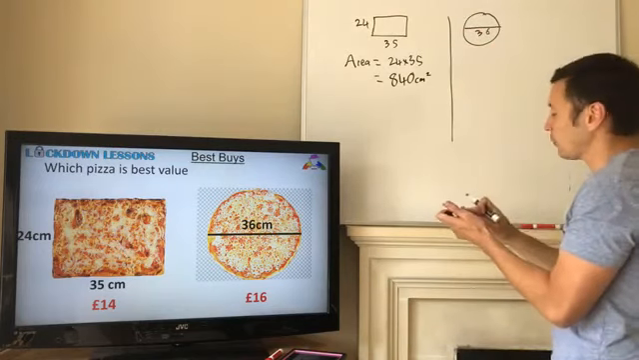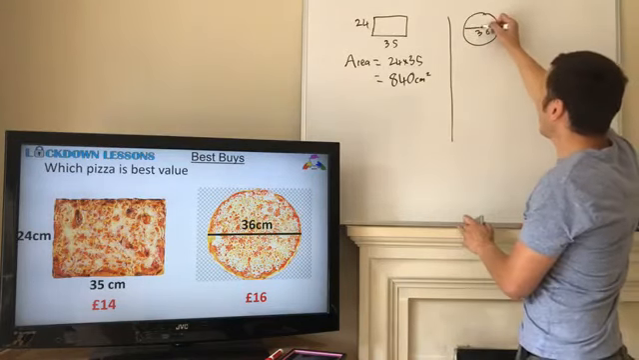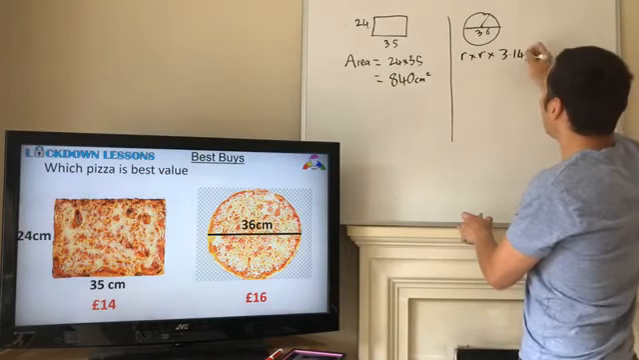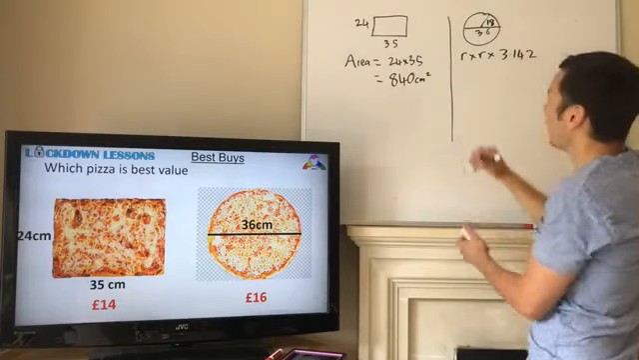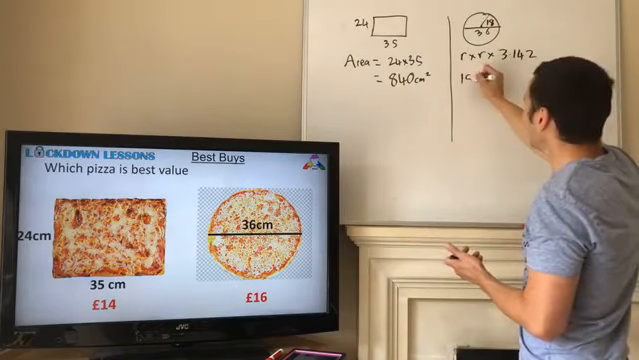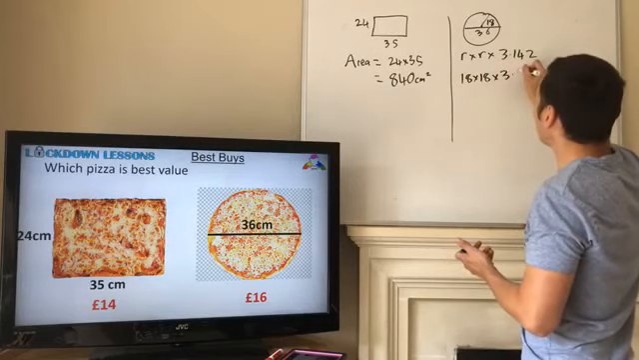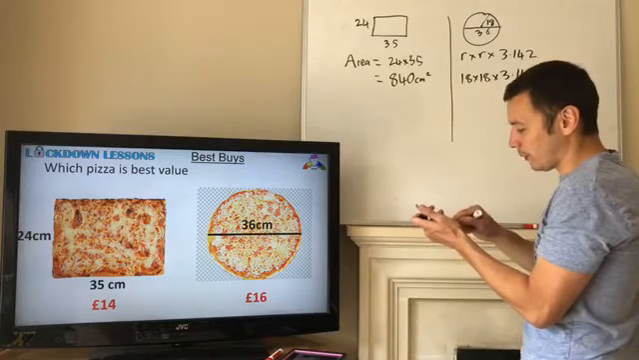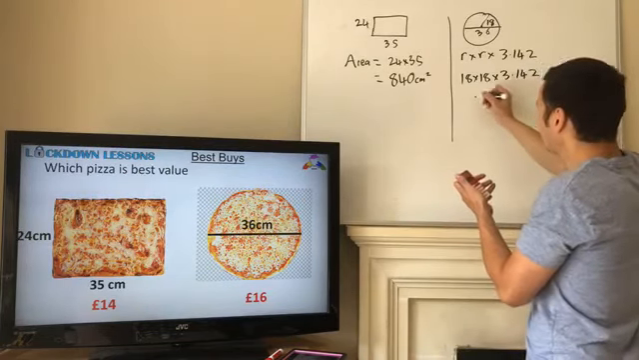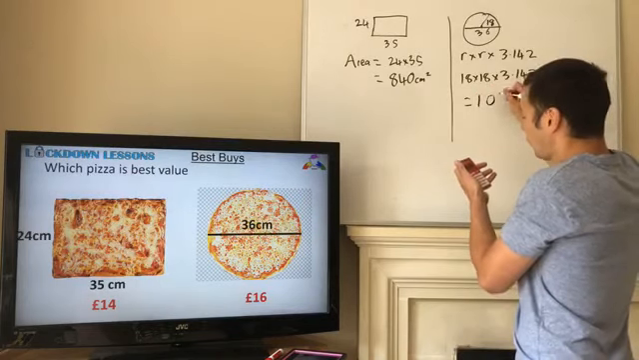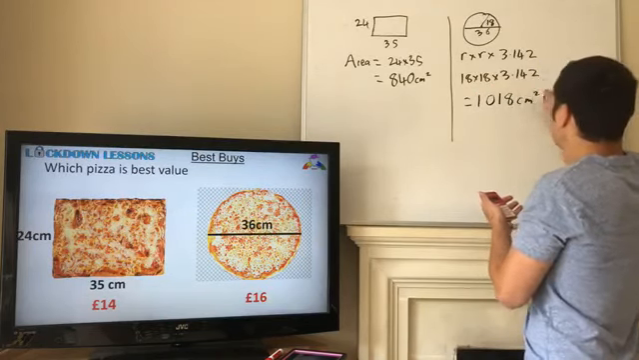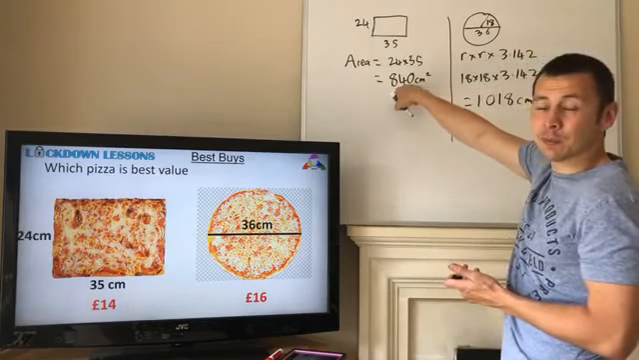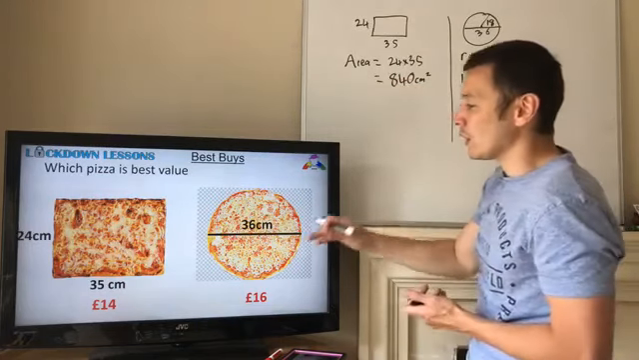The round pizza, let's work it out. So we've got pi r squared, radius times 3.142. So the radius of this pizza is 18, half of the diameter. So 18 times 18 times 3.142 gives me a total area of 1,018 centimetres squared. So in fact, this pizza is actually much bigger than that pizza there. Much bigger. Okay? So let's have a look at the price now.